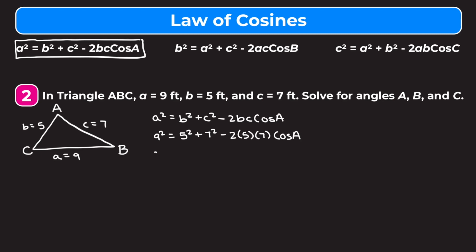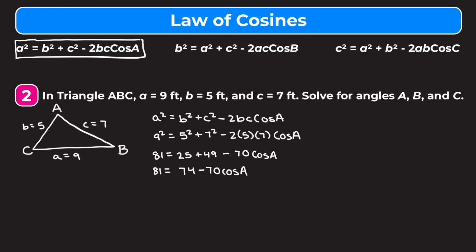So 9 squared gives me 81 on the left, 5 squared is 25, 7 squared is 49, minus 2 times 5 is 10, times 7 is 70. So minus 70 times the cosine of A. And now let's just simplify the right side a little bit more. So we're going to put together the 25 and the 49 to get 74 minus 70 times the cosine of A.